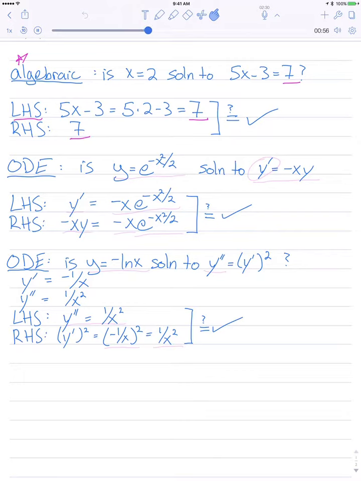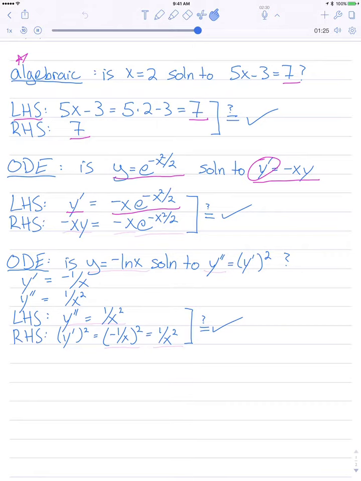The idea is very much the same with differential equations, right? So let's take a candidate solution, y equals e to the minus x squared over 2, and ask if it's a solution to y prime equals minus xy. We're going to plug that solution into the left-hand side, and what plugging it in means is differentiating it, since the left-hand side here is just y prime. So I evaluate y prime for my candidate solution. It's minus x e to the minus x squared over 2.